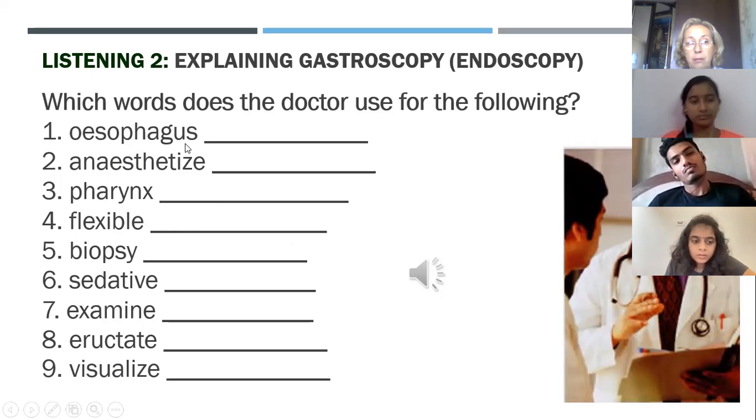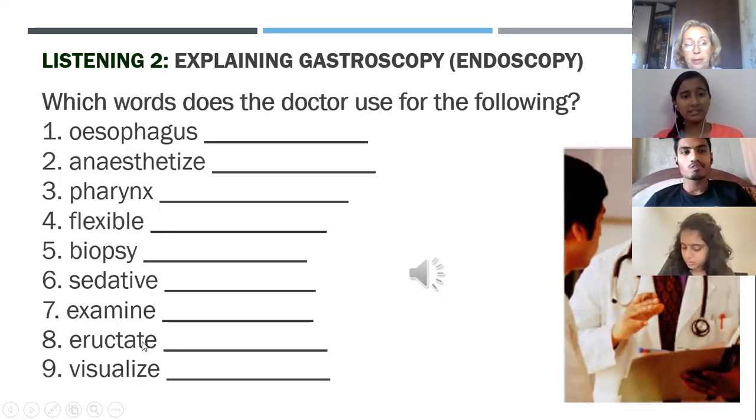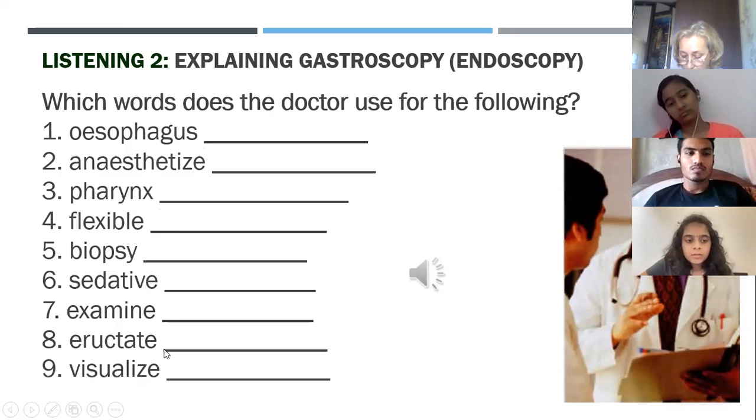Esophagus, what does it mean? Stomach. Okay, gullet, pairing, palate, throat. Throat, so flexible, and tube. Biopsy, sedate, bendy, examine, to irritate. What does it mean, irritate?